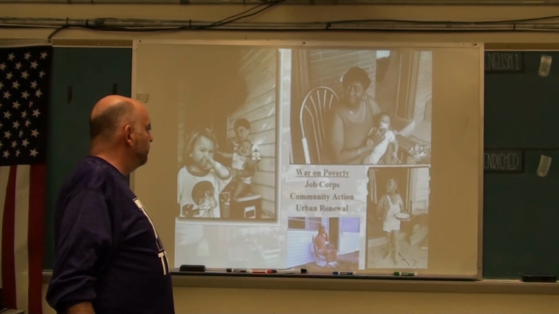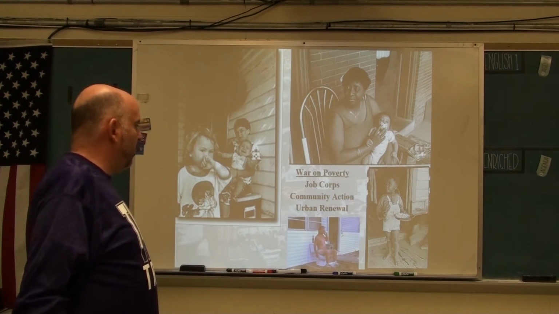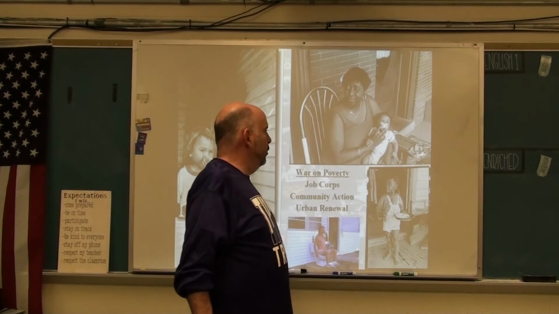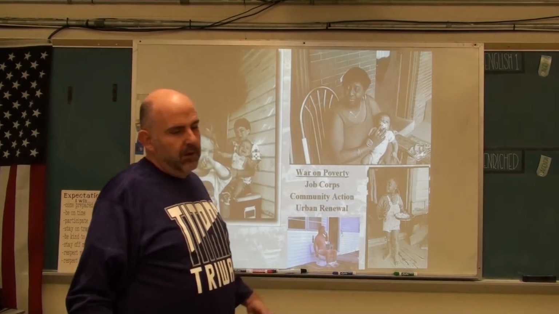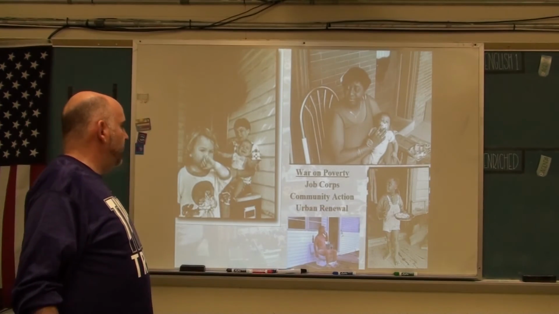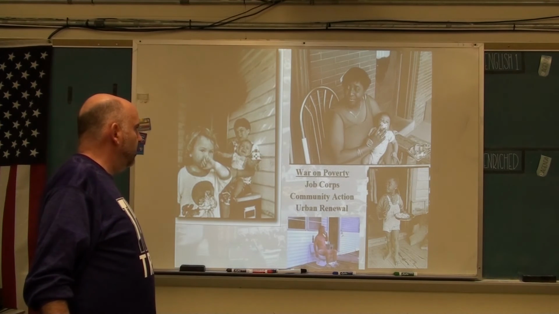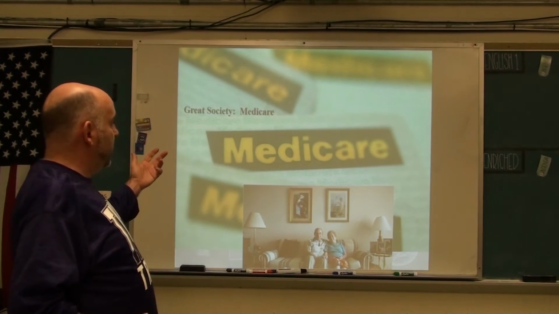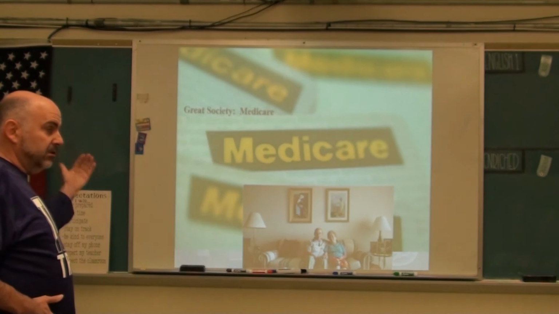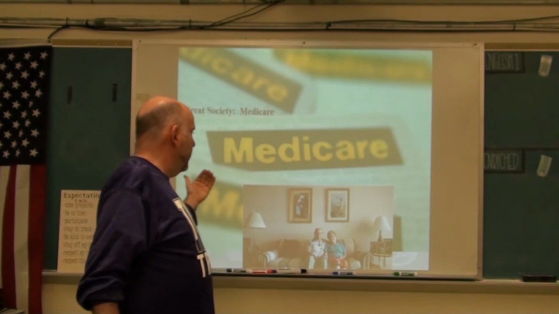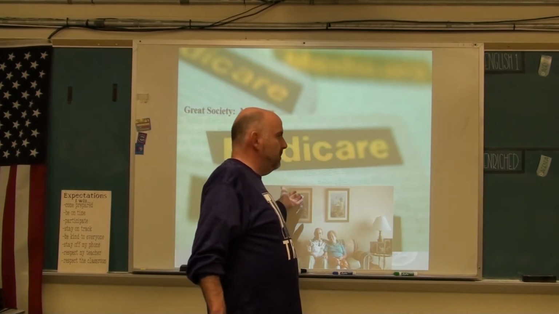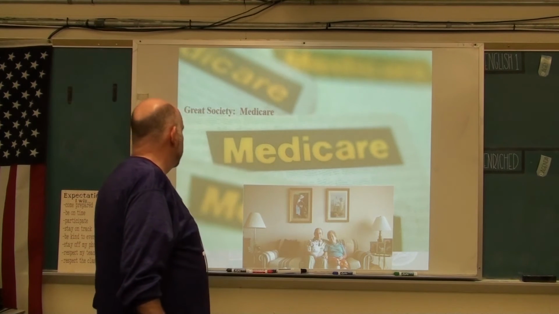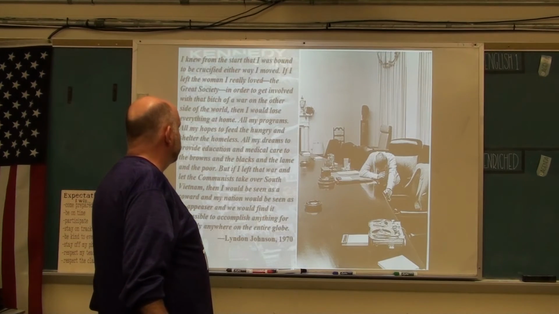He starts the War on Poverty: the Job Corps, community action, urban renewal, pouring money into making our cities better. It doesn't always work. He creates Medicare. We've had Social Security since Franklin Roosevelt. Now we have retirement medical insurance for senior citizens. Part of the Great Society.